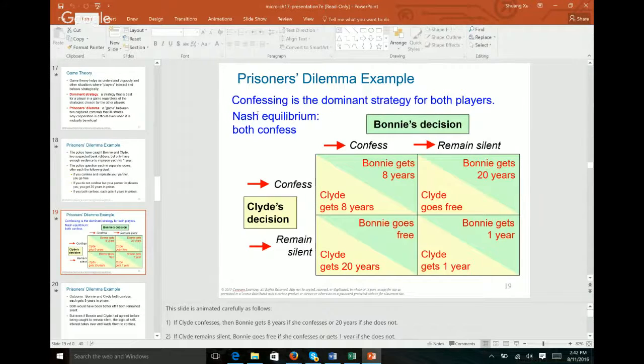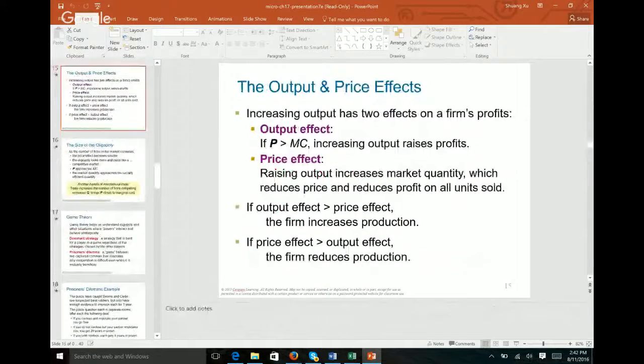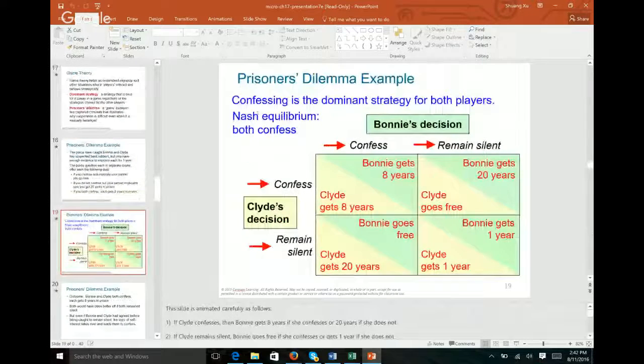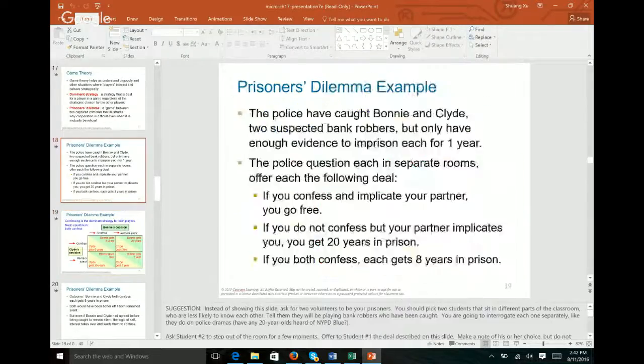Okay. Let me see. So know what a dominant strategy is. A dominant strategy is the one we just talked about. When Bonnie always chooses to confess regardless of what Clyde does, that's called a dominant strategy. So it doesn't matter what the other person does, I choose to confess. That's called a dominant strategy. Okay.